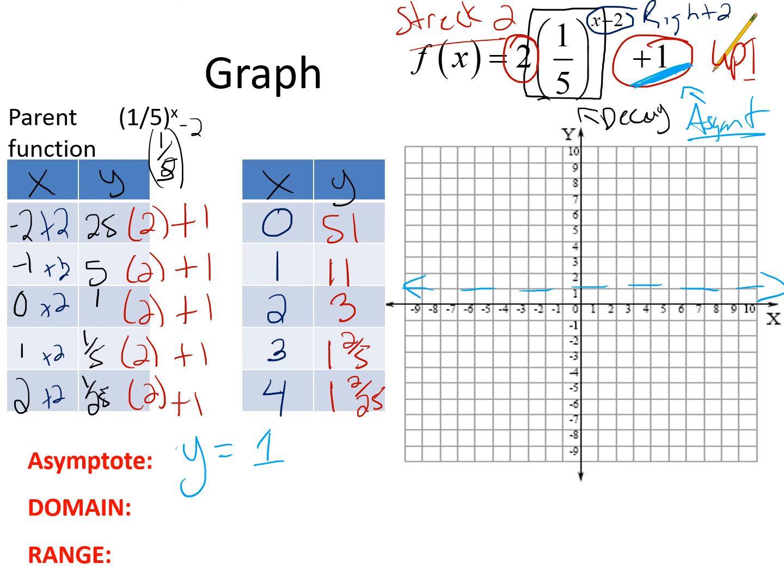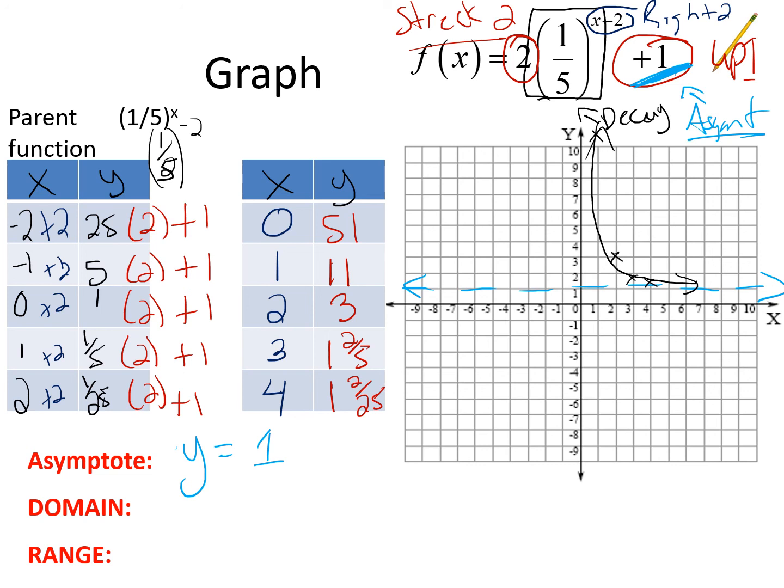So I have 0, 51. I'm not going to get there. 1, 11. That's going to be about right there. 2, 3. Here we go. 3, 1 and 2/5, which is about right there, above 1. 1 and 2/5 is getting really, really close. Okay, starting up high, swooping down low. This is my decay graph.